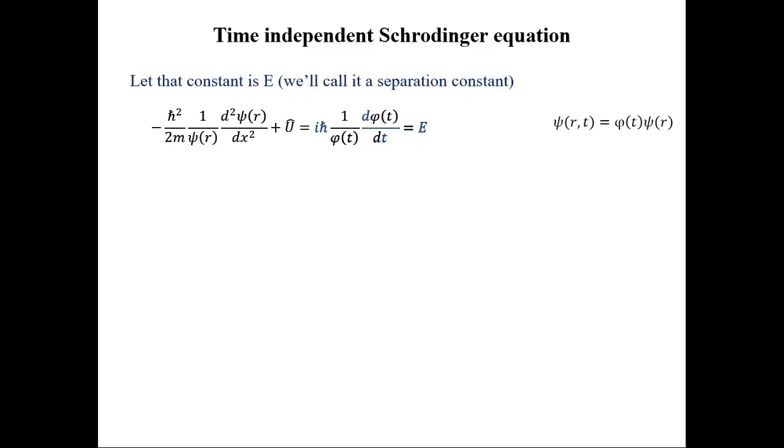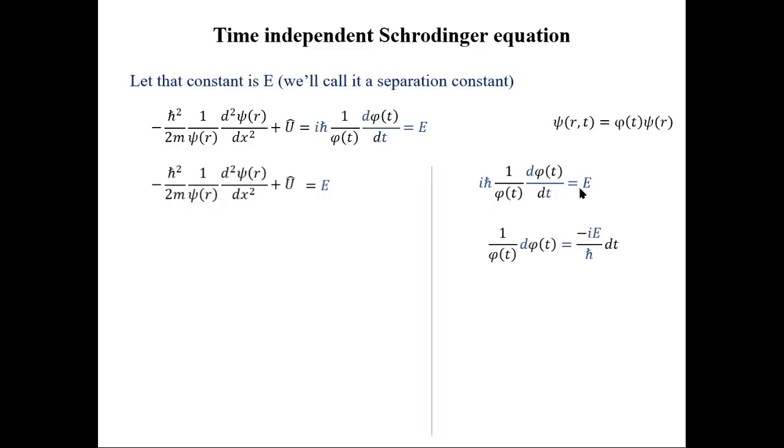Now we can have two equations. One this and another this. This is position dependent and this is time dependent. Let us solve this equation first. We can simplify this like that and we can solve it to have phi of t equal to exponential of minus i E t divided by h bar. So this is the time evolution of the wave function.